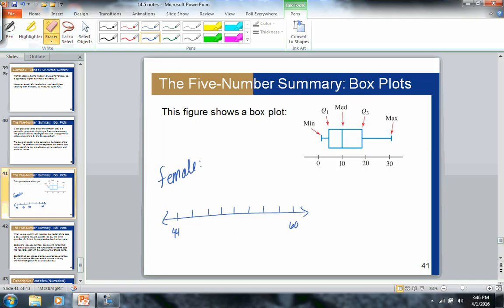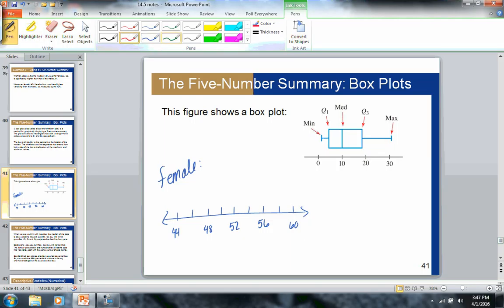There we go. Okay, so we have 44, 46, 48, 50, 52, 54, 56, 58, and 60. So you're going to just make your number line and make sure you go from your minimum to your maximum. And we're going to put our median value, our Q2 value, on there.